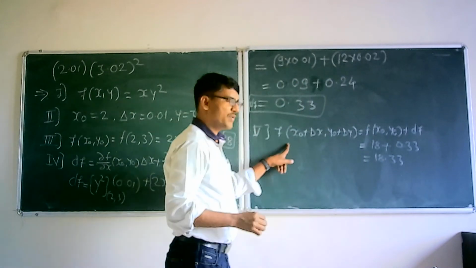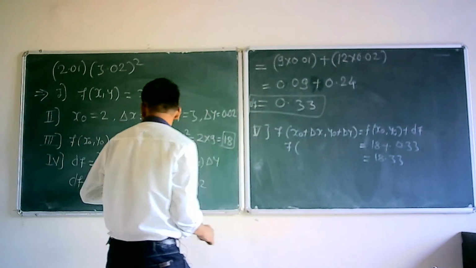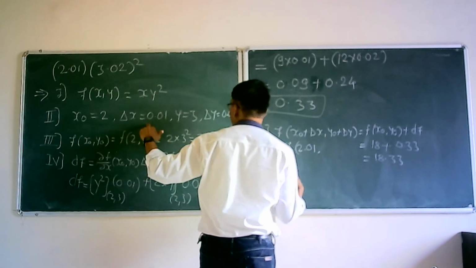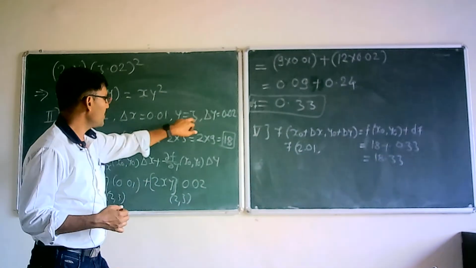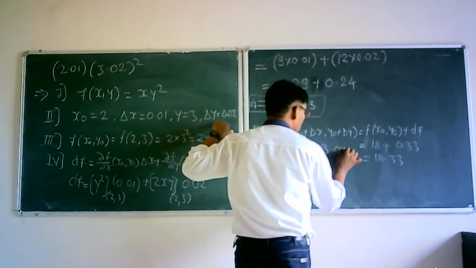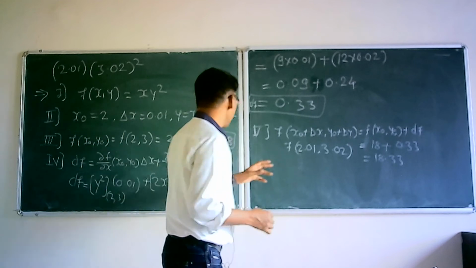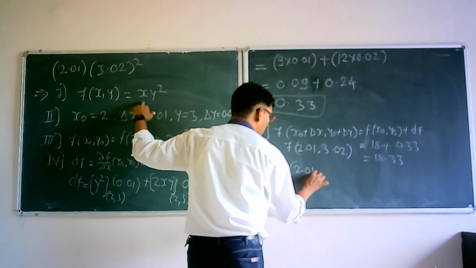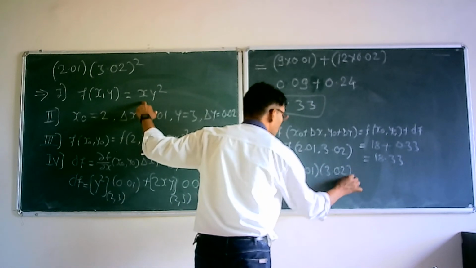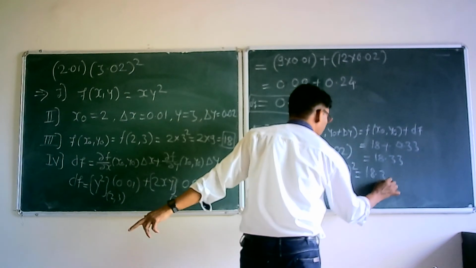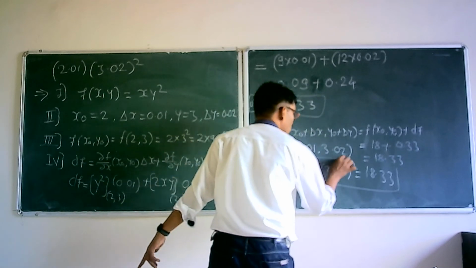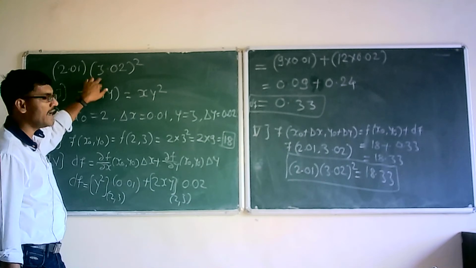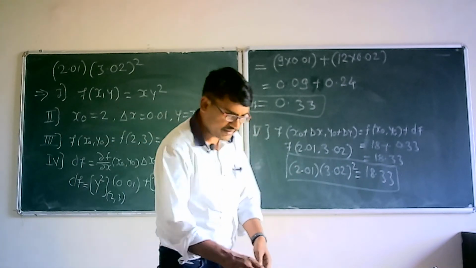But what is f of x0 plus delta x? What is x0? X0 is 2 and delta x is 0.01, so 2.01. And what is y0 plus delta y? It is 3 plus 0.02. But what is f of xy? F of xy is xy square. So this is 2.01 into 3.02 bracket square, which is equal to 18.33. And this is what we want to determine: an approximate value of 2.01 into 3.02 bracket square will be 18.33.